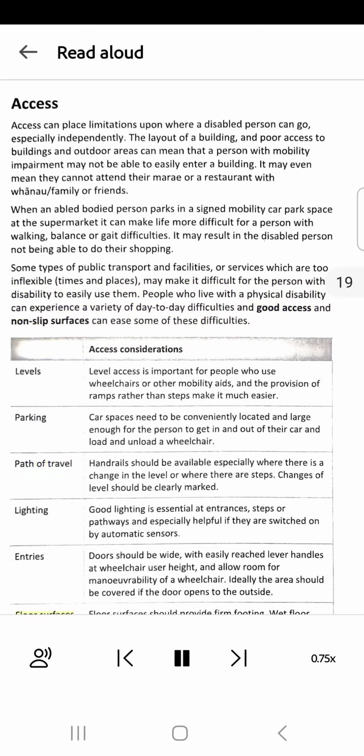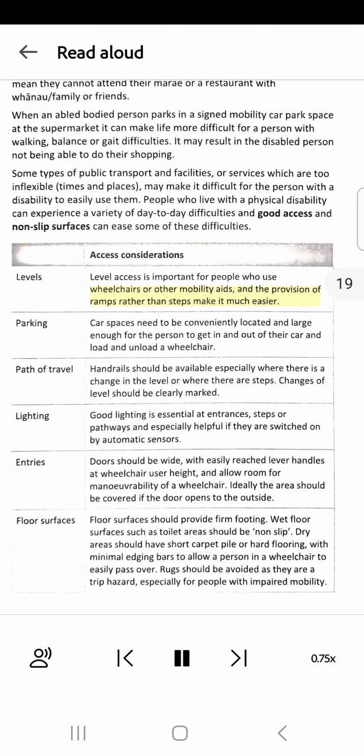lighting, entries, floor surfaces. Level access is important for people who use wheelchairs or other mobility aids, and the provision of ramps rather than steps makes it much easier. Car spaces need to be conveniently located and large enough for the person to get in and out of their car and load and unload a wheelchair. Handrails should be available, especially where there is a change in the level or where there are steps. Changes of level should be clearly marked.